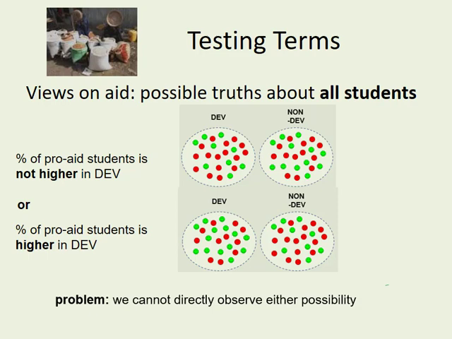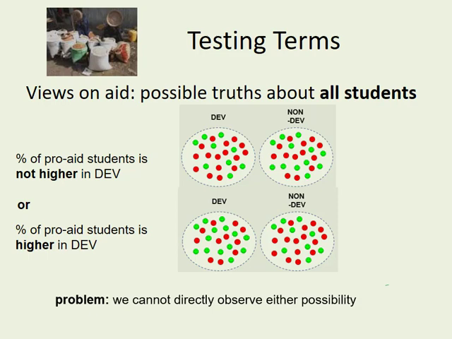And the two possible situations in the whole population are that the whole population of dev students perhaps does not support aid more highly than the population of non-dev students. Or you could have the situation where the proportion of pro-aid students is higher among all the population of dev students compared to all the population of non-dev students. So either it's not higher or it is higher.